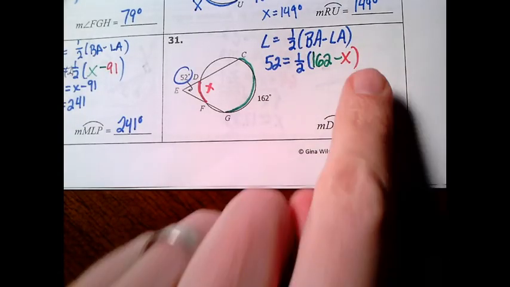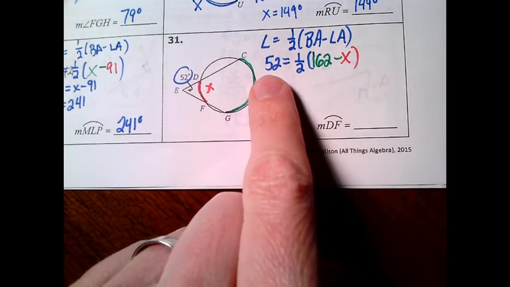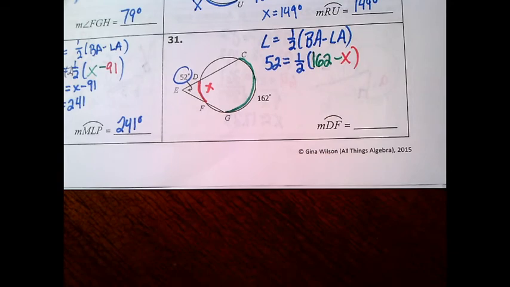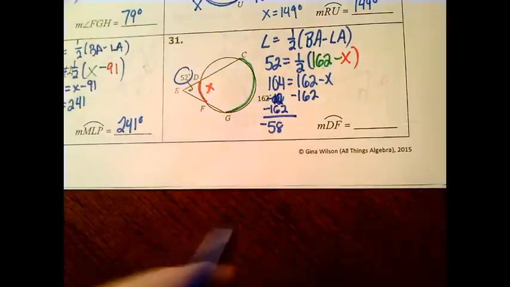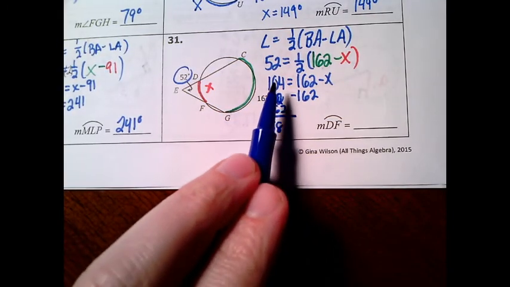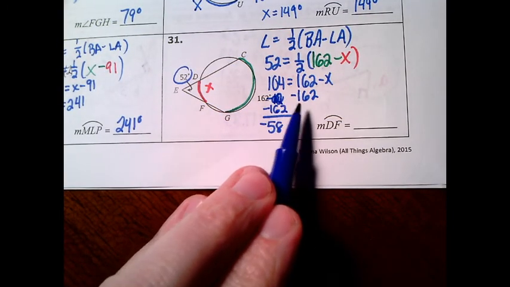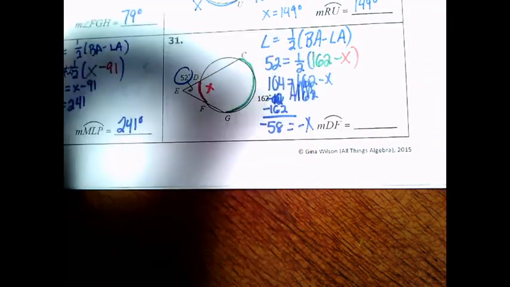Okay, to get rid of that 1/2, I'm just going to multiply both sides by 2. So when I multiply by 2, that gives me 104 equals 162 minus x. So to solve for x, I got to subtract each side by 162. And that gives me negative 58. Sorry, I messed up there. So when I subtract that, it gives me negative 58. But over on this side, when these cancel out, I get negative x.